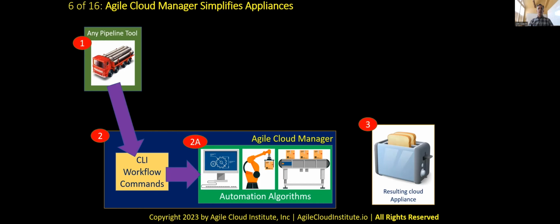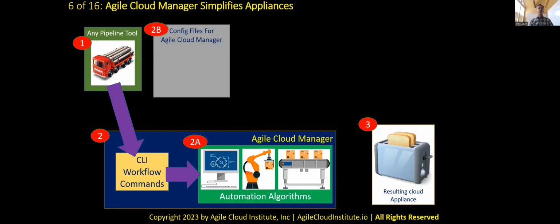Now, what these automation algorithms do is they reach out first to configuration files for the Agile Cloud Manager. And we've got several working demos that you can run. We do hands-on training on an ongoing basis. You can come to our hands-on training sessions. Your engineers can come to our hands-on training sessions. And you'll see that we have operating examples that you can start with that already have all of these files built into them, and you can begin with working examples instead of building things from scratch.